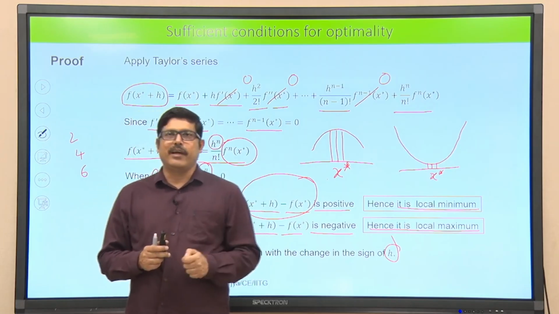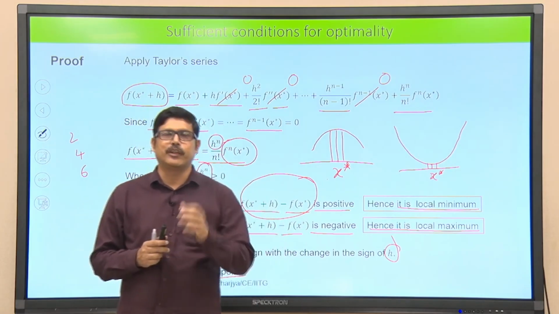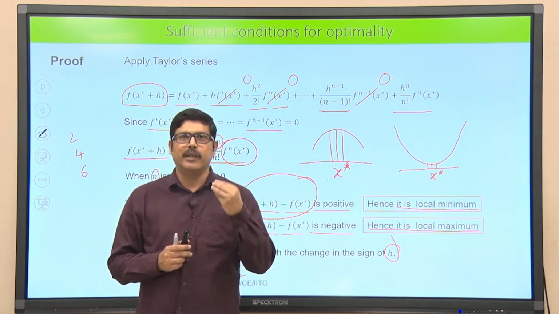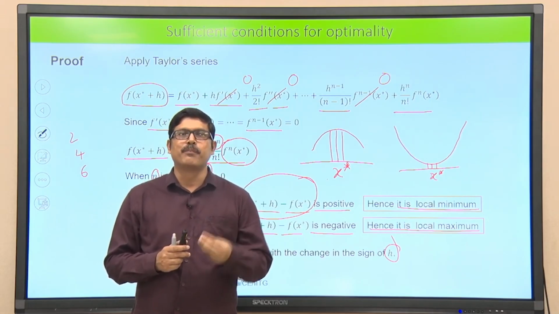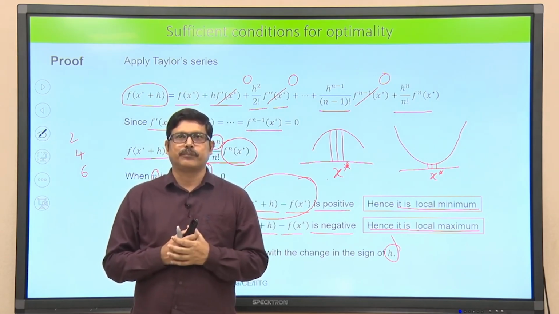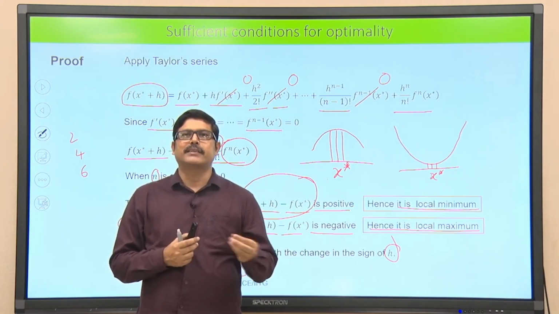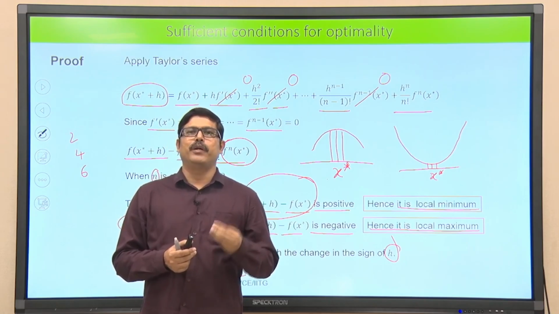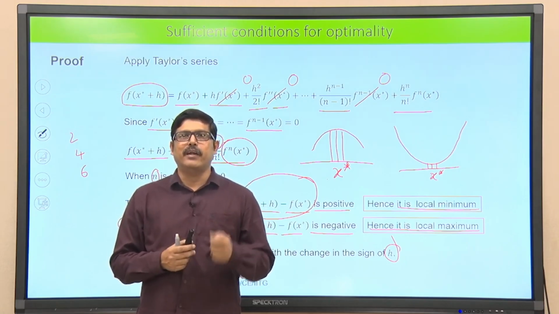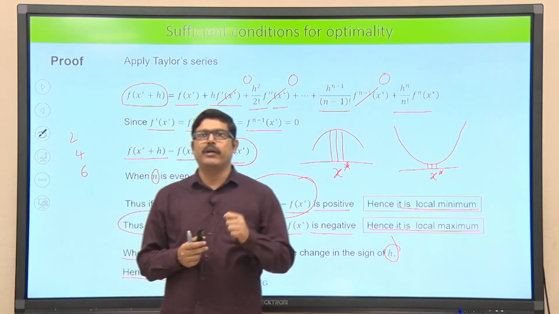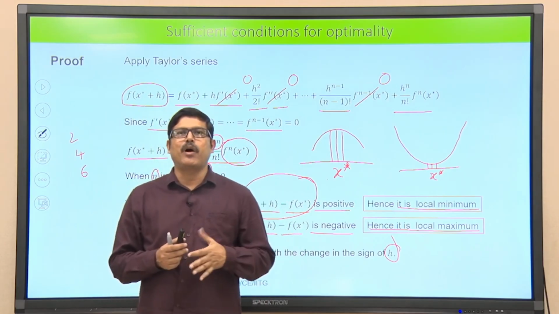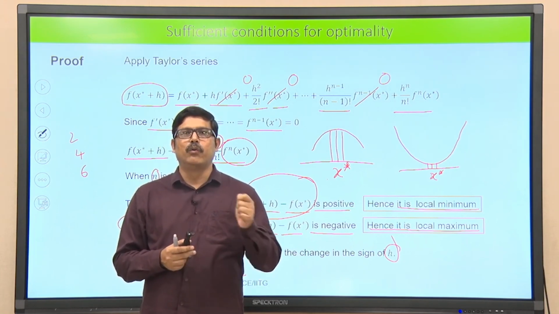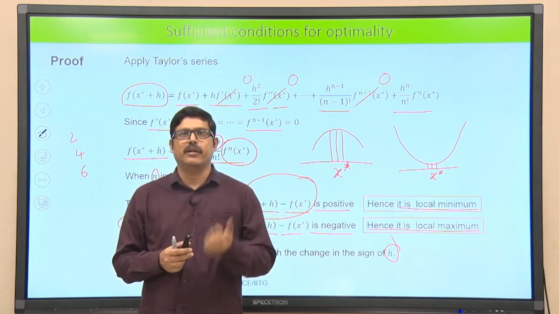If n is even, then you look at the derivative value. If the derivative value is positive, then x star is a minimum, and if the derivative value is negative, then x star will be a maximum. That way I can tell whether a particular stationary point is a maximum point, a minimum point, or an inflection point, by going through these sufficient conditions.